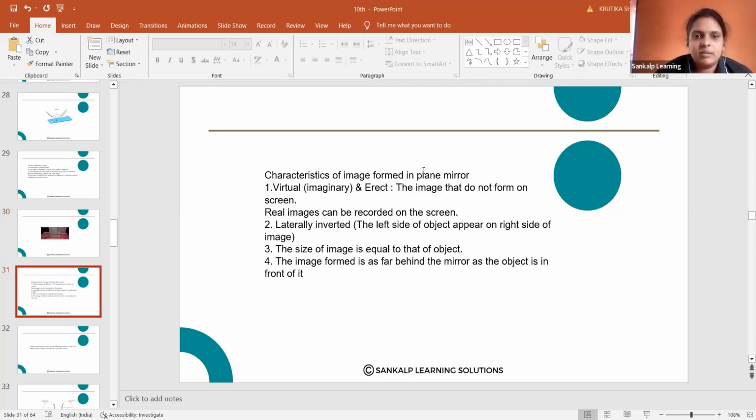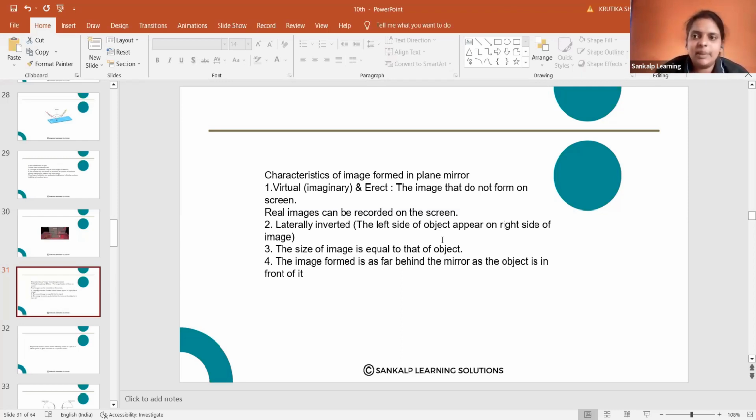Last Monday we were discussing the characteristics of the image formed by the plane mirror. What is the nature of the image formed in a plane mirror? Here the image is always virtual and direct. The image that cannot be caught on the screen is called what? Virtual image.